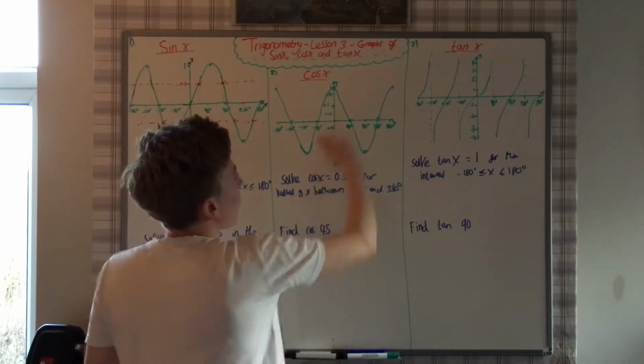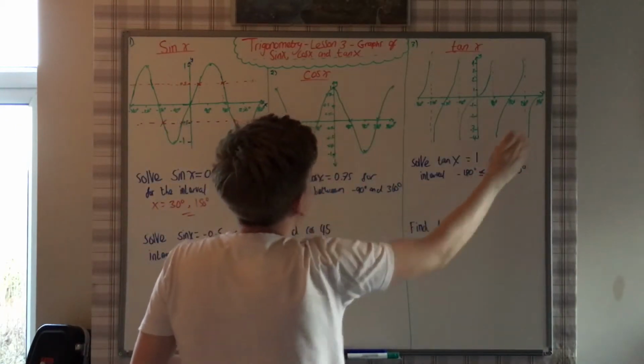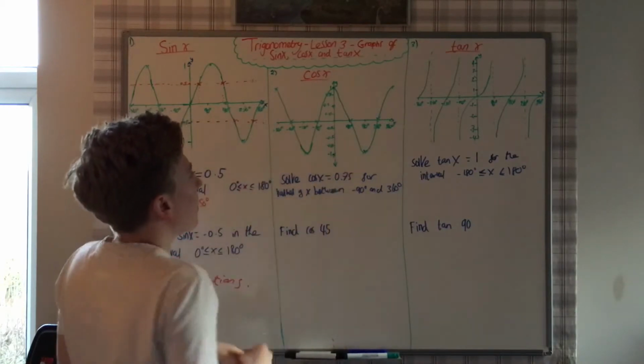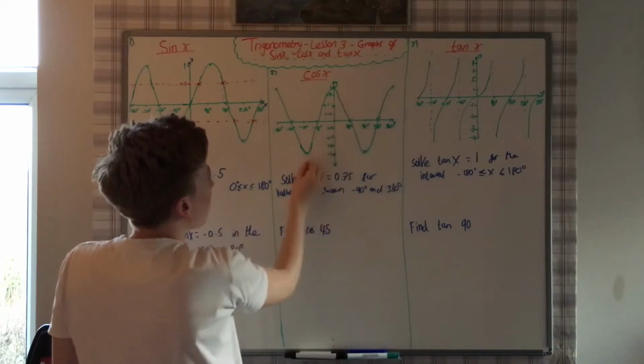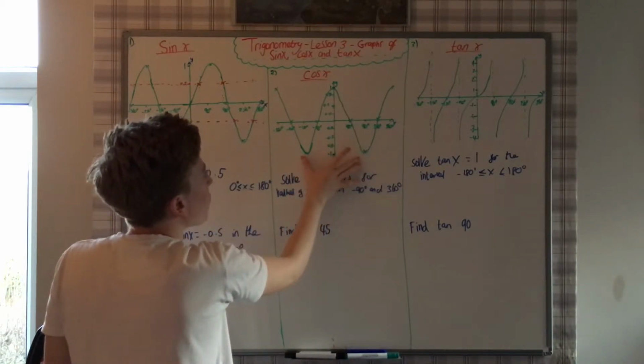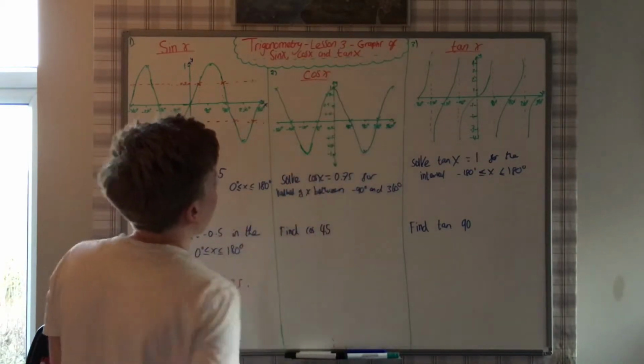Again, this is a periodic graph, so it will repeat forever in both directions. Now, this is actually a reflection in the y-axis in the negative direction. As you can see, the graphs are exactly the same points, just reflected in the y-axis.